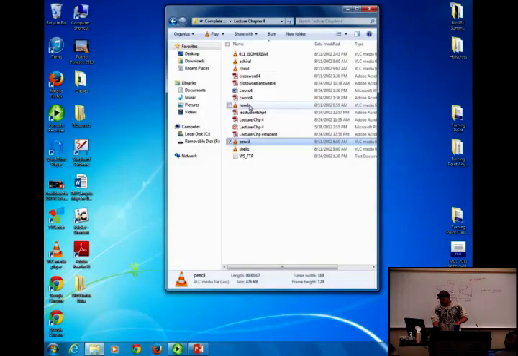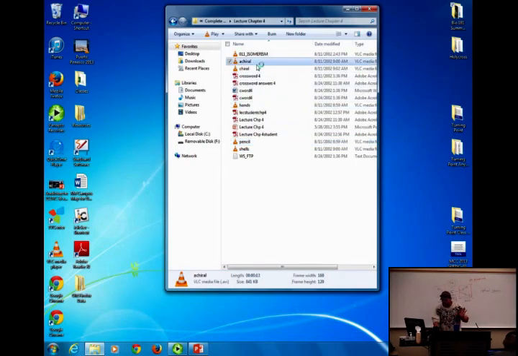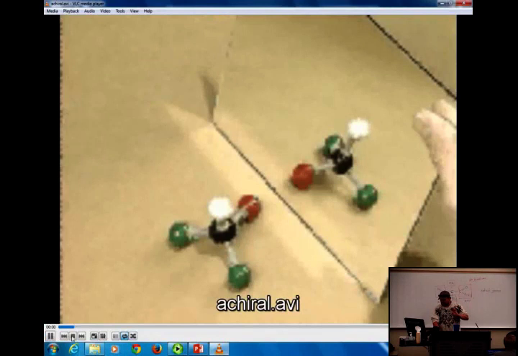So pencils, they're not handed because they're not very complex. But things like hands, they are. And everybody gets that? Okay, now let's go to molecules. So achiral means it's not chiral. Remember I said if there's three different things attached to a central carbon, then it's not handed.